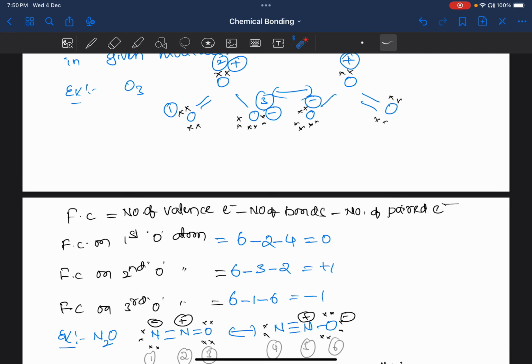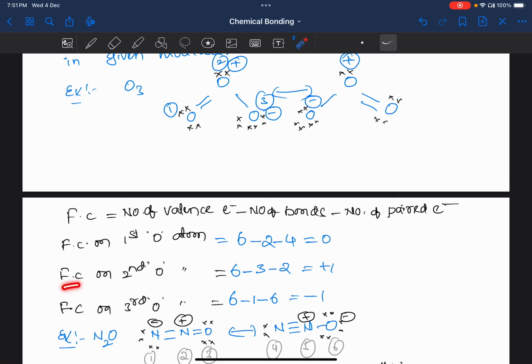That is the number of valence electrons. Oxygen belongs to group 16, so its valence electrons are 6, minus the number of bonds around this atom. Around the first oxygen atom, the number of bonds is 2, minus the number of paired electrons. Two pairs are there, so the paired electrons are 4. That's why I wrote 4. Therefore, the formal charge on the first oxygen atom is 0.